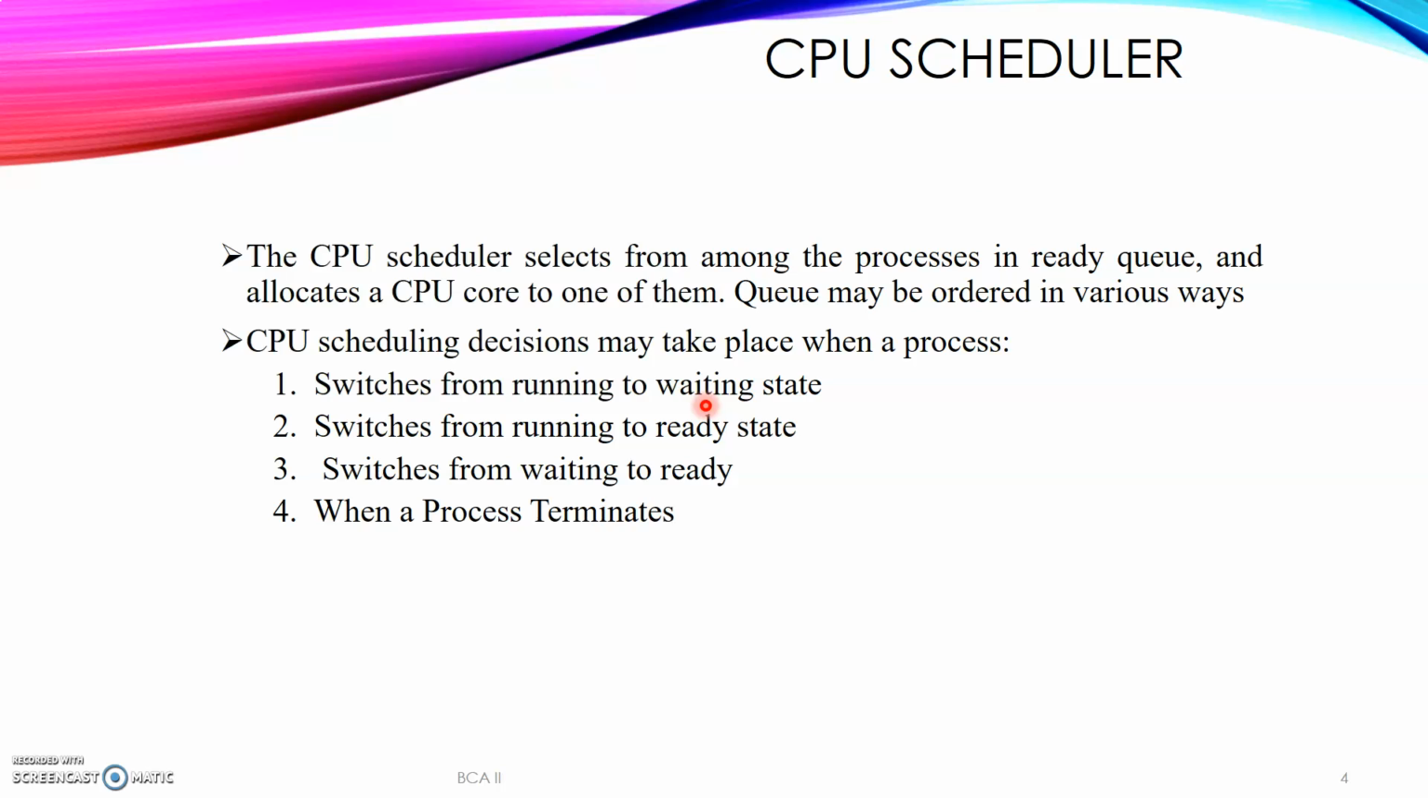Running to ready state happens when some interrupt occurs. The process is already running, it holds the CPU processor, it is not in the waiting state, but due to some interrupt, or say some high priority program comes, that process goes from running state to the ready state. We will see this in detail, and when swapping happens, we will discuss it in later classes.